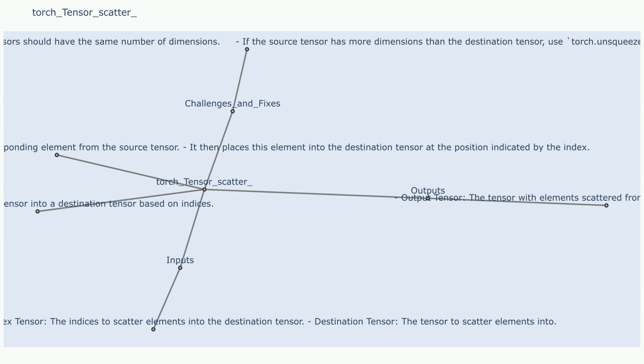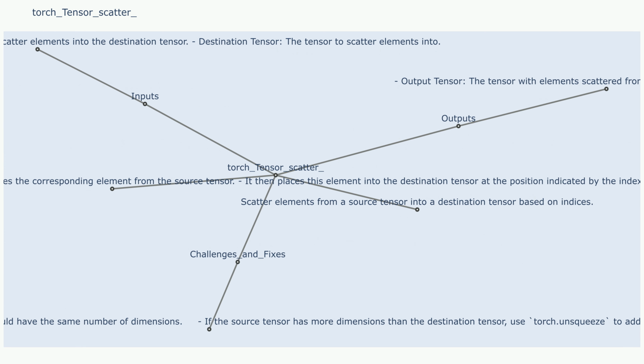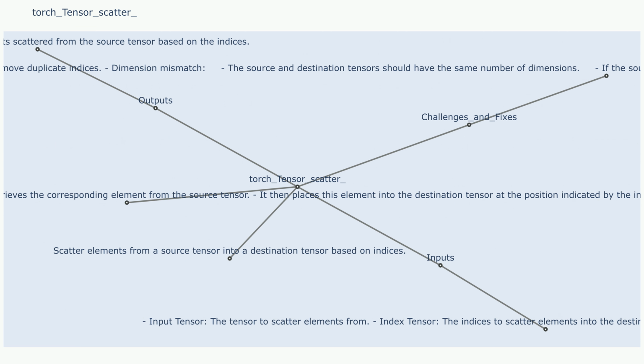To resolve this, you can first sort the index tensor and then use the torch unique consecutive function to find unique indices and corresponding values from the SRC tensor. Index out of bounds: make sure that the indices in the index tensor are valid and within the bounds of the destination tensor. Example: if the destination tensor has a dimension size of 5, an index of 6 would be out of bounds. To prevent this error, you can clip the indices using the torch clamp function to ensure they are within the valid range.